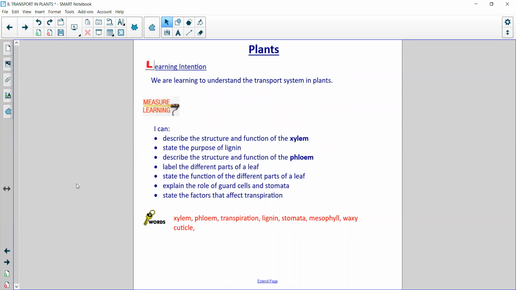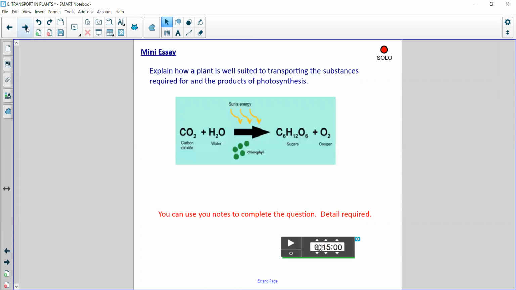And that is it for plant transport systems. So well done. There's quite a lot in that. You should be able to use this to try and answer your summary notes. As a final task, give yourself a little 15-minute challenge, if you like, a mini essay to explain how a plant is well suited to transporting the substances required for and the products of photosynthesis. Well done. That is the video finished, and you should now be able to complete your summary notes.